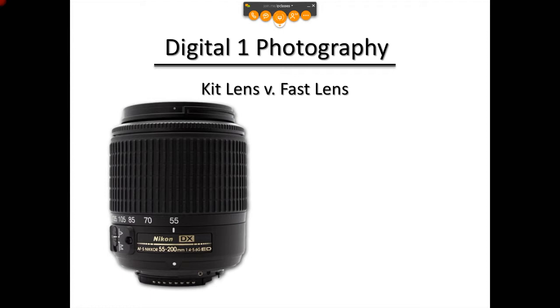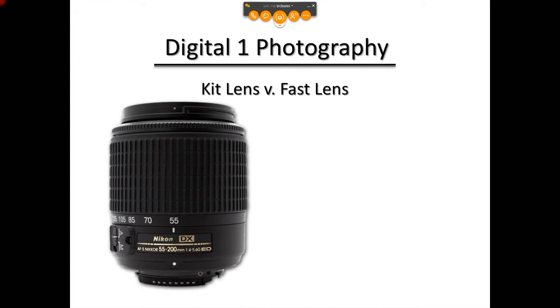Whereas a faster lens is going to give you a faster aperture, or a wider aperture, so anywhere from 2.8 to 1.8, 1.4. So with that, you're going to end up with more depth of field, and a lot more control over what you can do with your lens in conjunction with your camera.